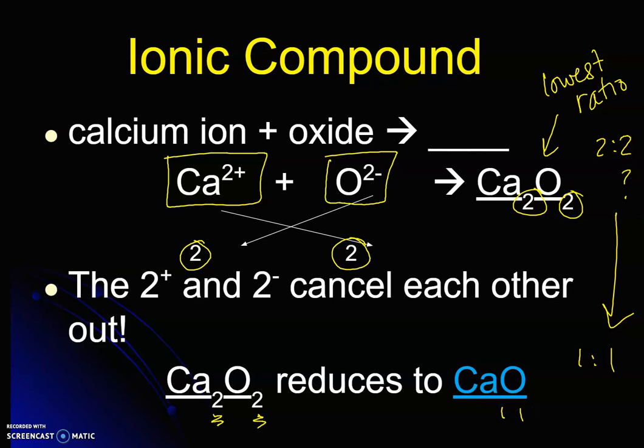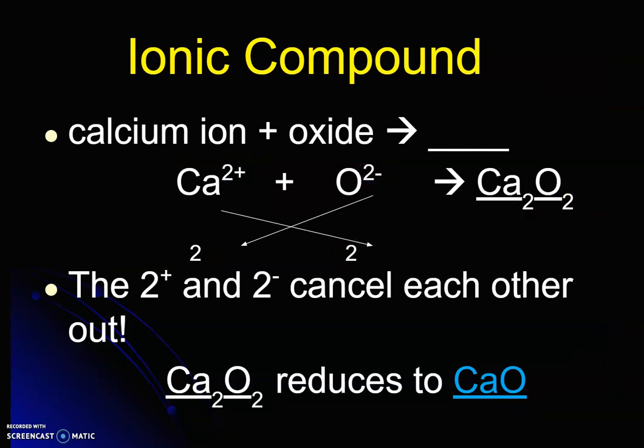So we get into the habit of crisscrossing a lot. So if you do see 2 of the same charges, whether it be a 2+ and a 2-, or a 3+ and a 3-, they just cancel each other out and you just need 1 of each.